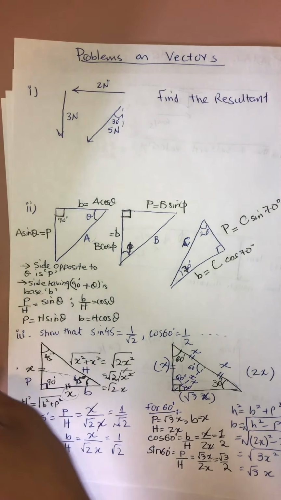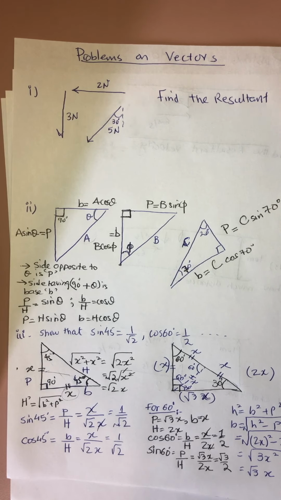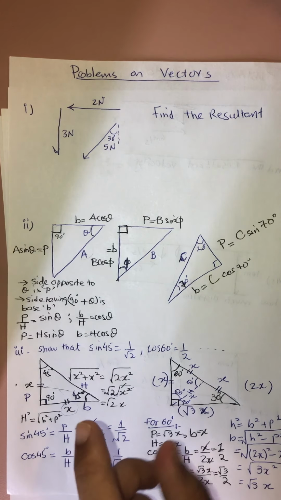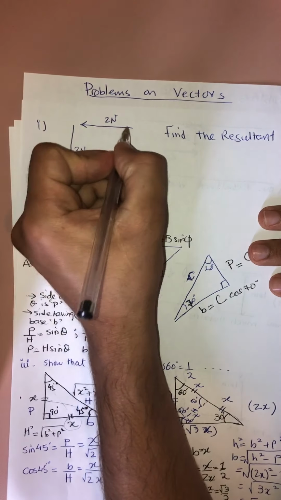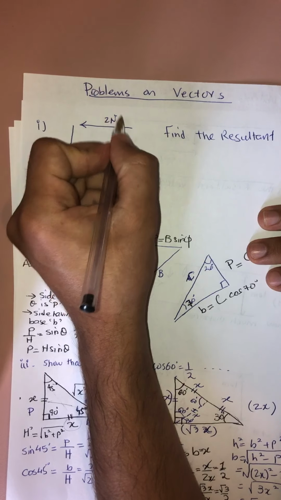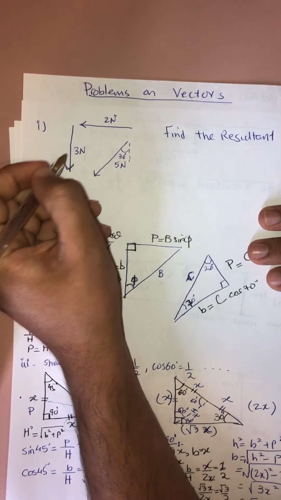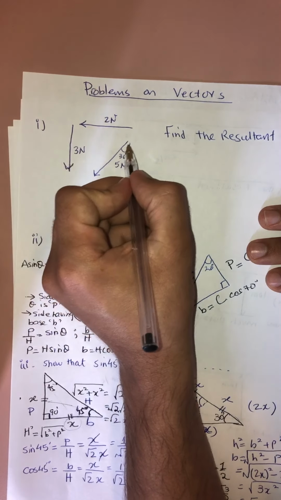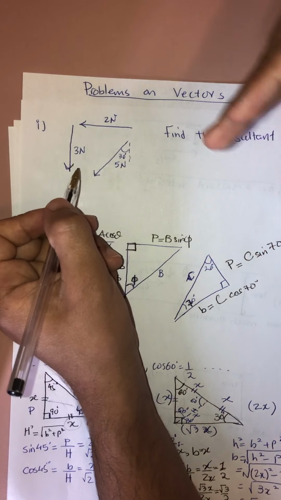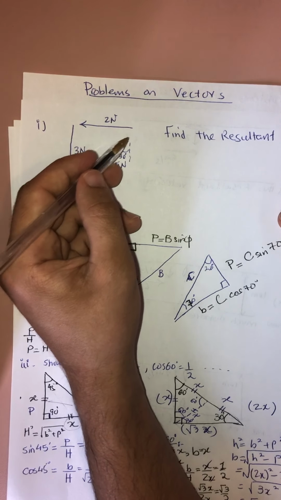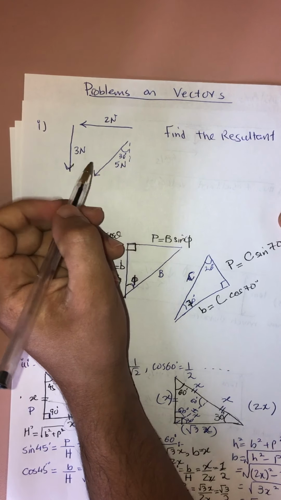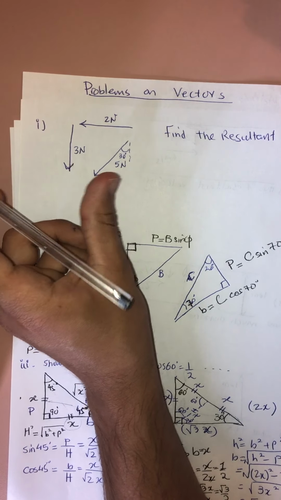Okay guys, this is the second part on problems on vectors. So here we have another problem. We have a force acting in this direction of 2 newtons, and we have another force acting south of 3 newtons, and this is a force that is acting in the southwest direction of 5 newtons. We have to find the resultant of all these.